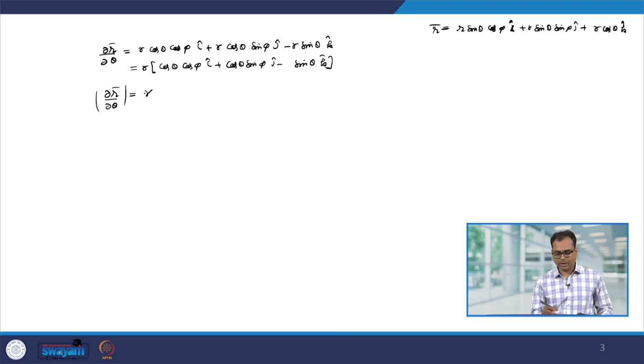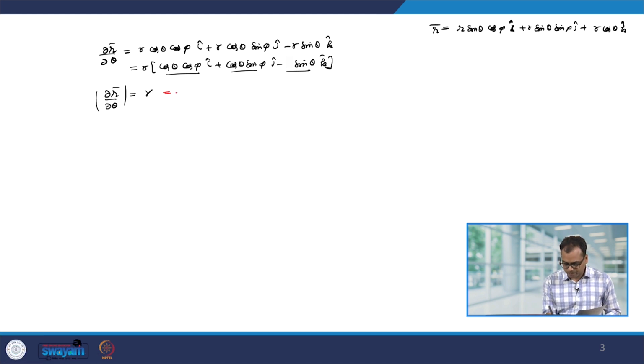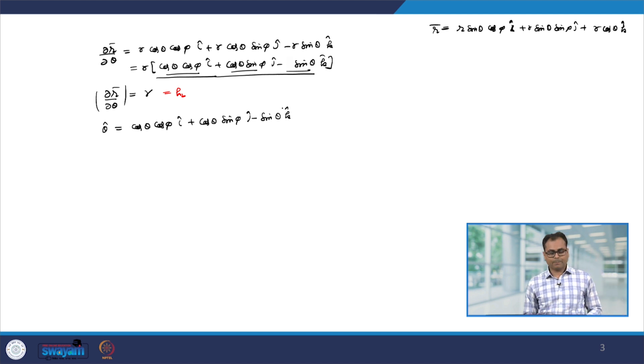So, again you can do square root of this square plus that square plus that square, and then you have r square, that comes out to be r. Let us call this h2, the scale factor along theta direction. Therefore, our unit vector theta cap should be this quantity, which is cos theta cos phi i plus cos theta sin phi j minus sin theta k cap.